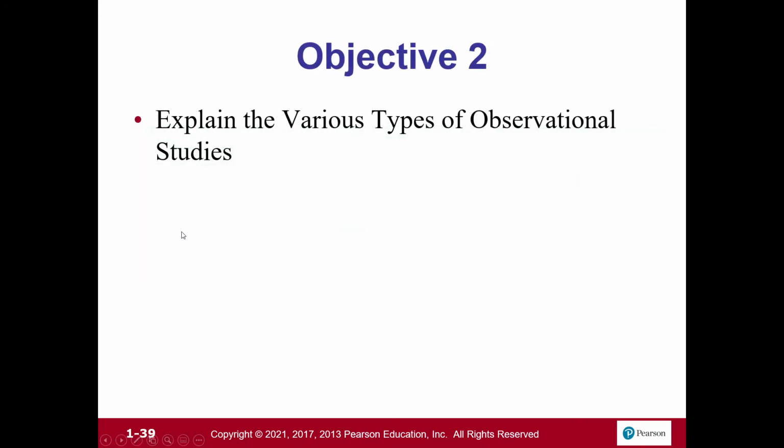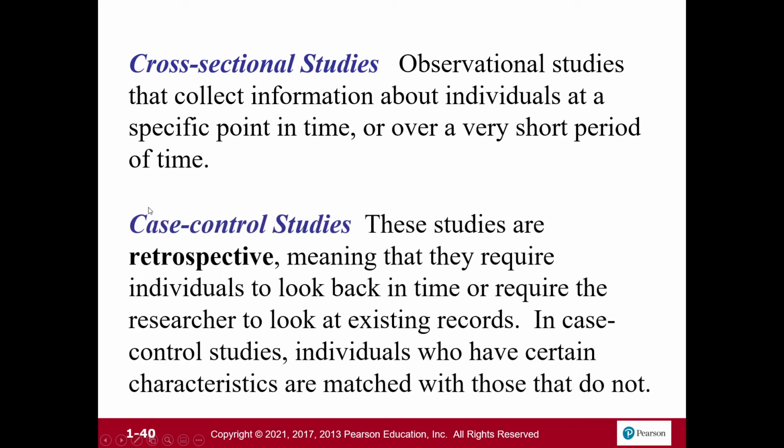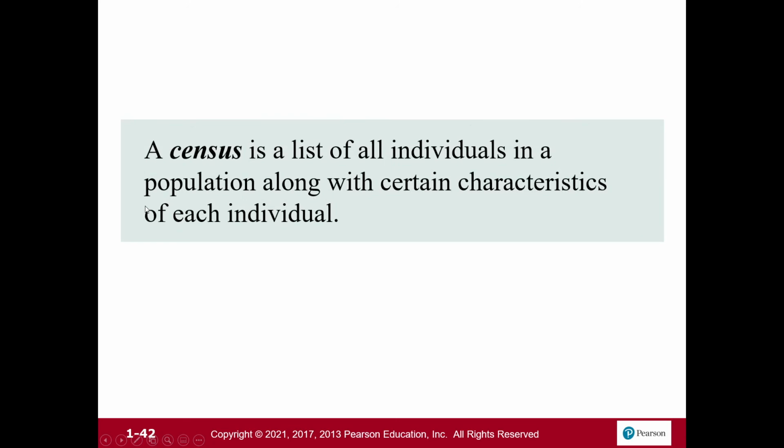All right, let's look at that second objective now. Explain the various types of observational studies. So there's the cross-sectional, the case control, cohort studies, and we have something called a census, which is a list of all individuals in a population.